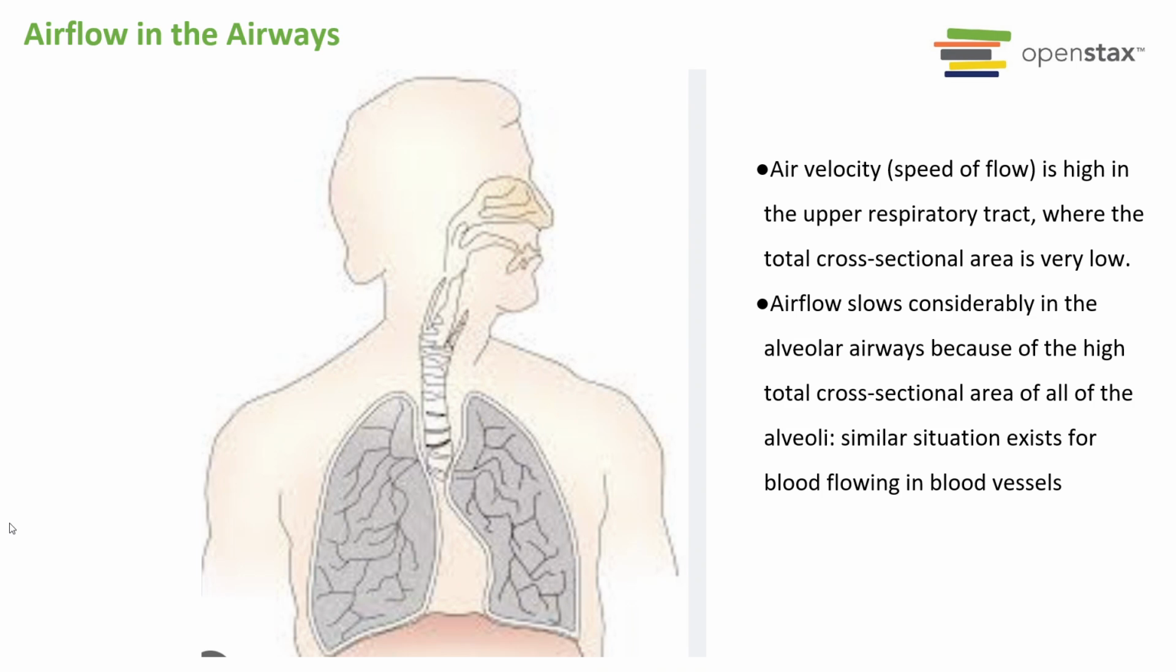And lastly, this brings us to airflow in the airways. Air velocity, or the speed of flow, is high in the upper respiratory tract, where the total cross-sectional area is actually very low. Airflow will slow considerably in the alveolar airways because of the high total cross-sectional area of all of the alveoli. This is similar to what's happening in the blood vessels.